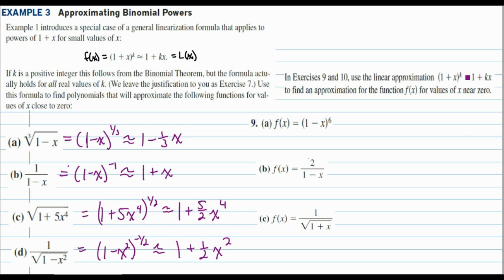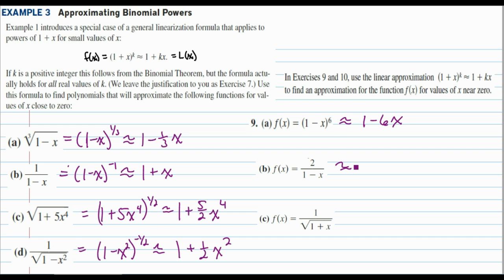We have a binomial raised to a k power that can be approximated by using the expression 1 plus k times x. So we're going to find the appropriate function to approximate values near x of these original functions. So let's see, 1 minus x to the 6th can be approximated by 1 minus 6x.